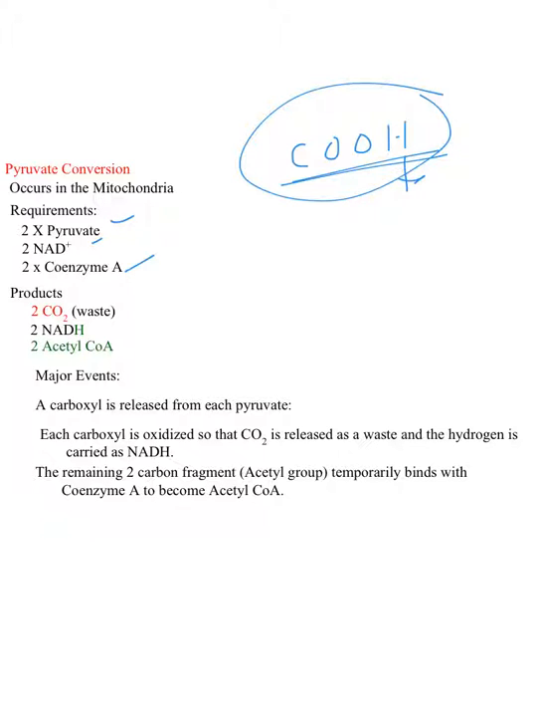So in a nutshell, we're going to go ahead and strip off a carboxyl from each pyruvate. Each carboxyl is going to be oxidized in such a way that CO2 is just going to be released as a waste, and hydrogen is taken up by NAD, and that remaining 2-carbon fragment, that acetyl group, is going to be carried off by coenzyme A as acetyl coenzyme A into the actual cyclic part of the reactions.